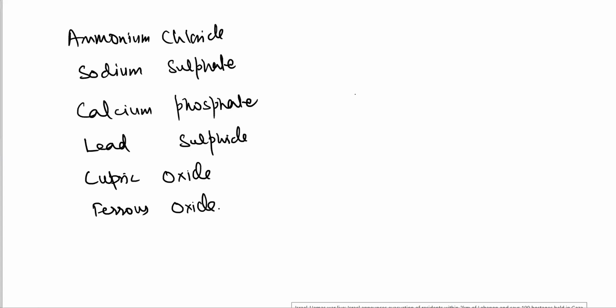So let me explain. If I have ammonium chloride, ammonium is NH4 positive, and chloride is Cl minus. Both are going to have the same valency: ammonium is going to have +1 and chloride is going to have -1. So when they have the same valency, like 1 1, 2 2, 3 3, then we cancel out each other. If it is 1 1, then it is okay.